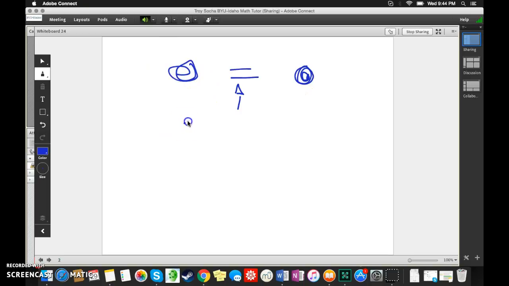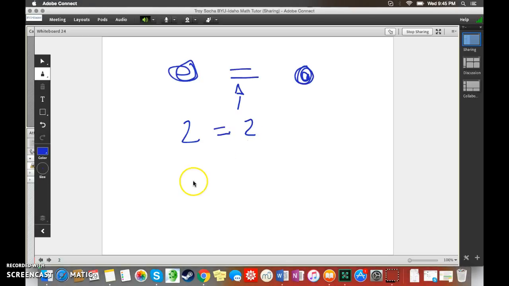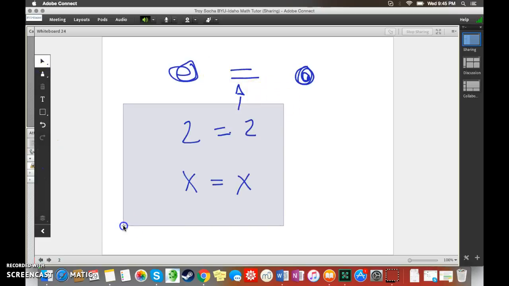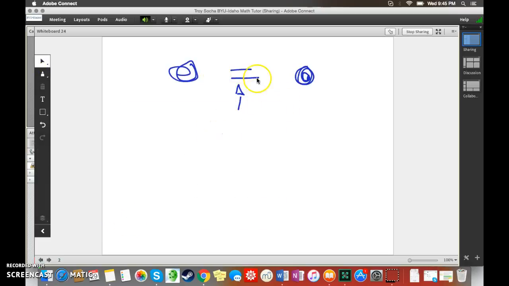So if we have 2 and we have an equal sign, it must always equal 2. Or if we have x, it must always equal x, or whatever x happens to be. But that's what an equal sign means. It means that left will always equal right. That's why we put them in equations, because we want to find something like this. We say x, so there's another thing right here.